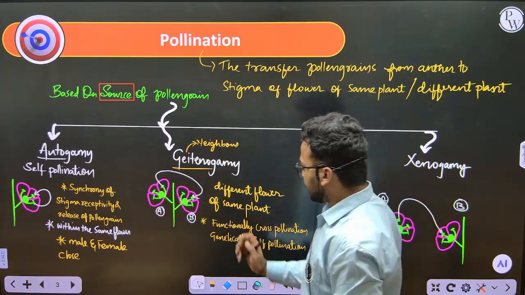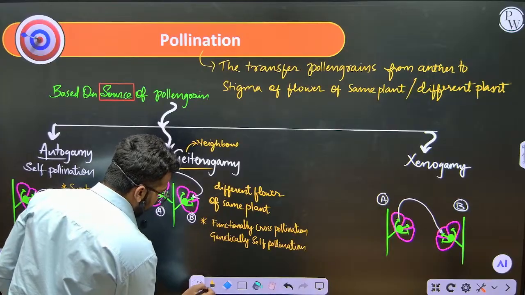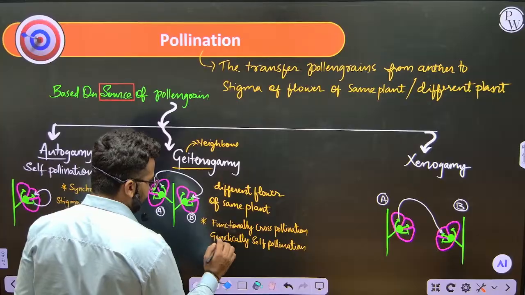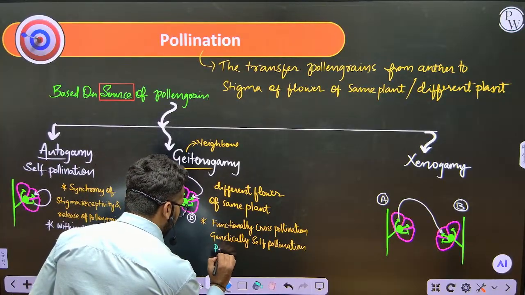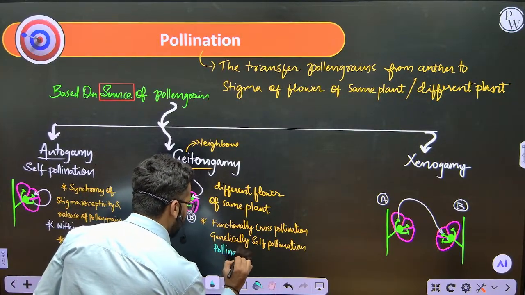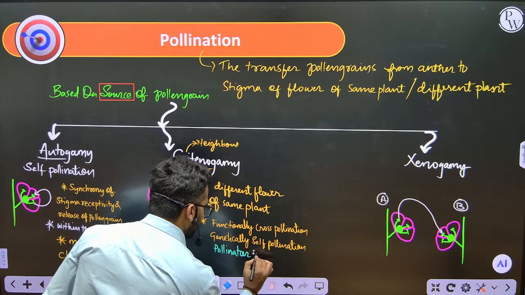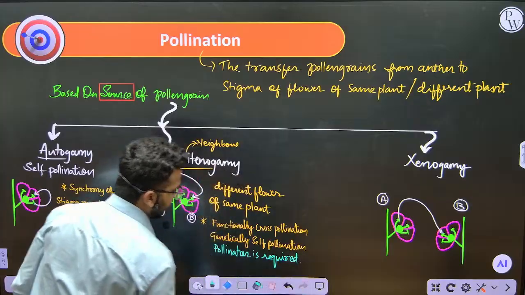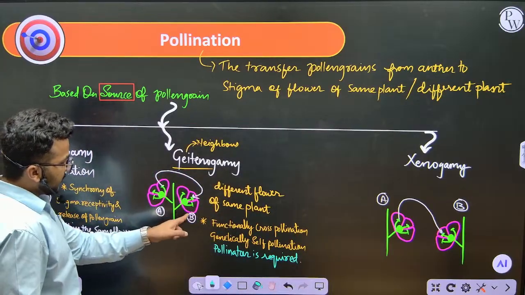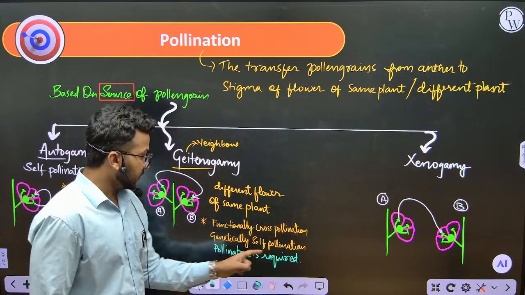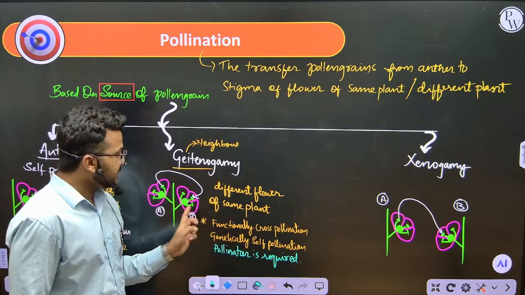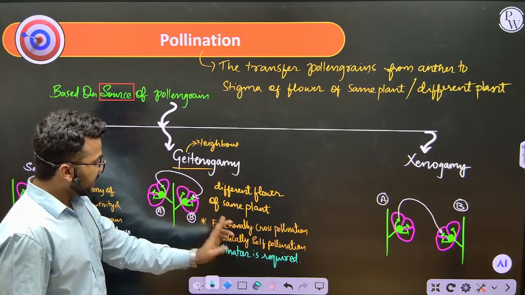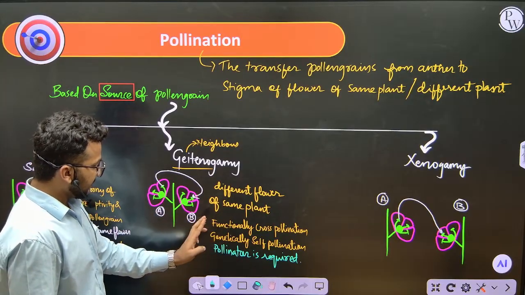The special thing about this is that a pollinator is required in this case, because it is functionally cross pollination. But it is genetically self pollination, because it is taking place within the same plant. So that is genetically self pollination.